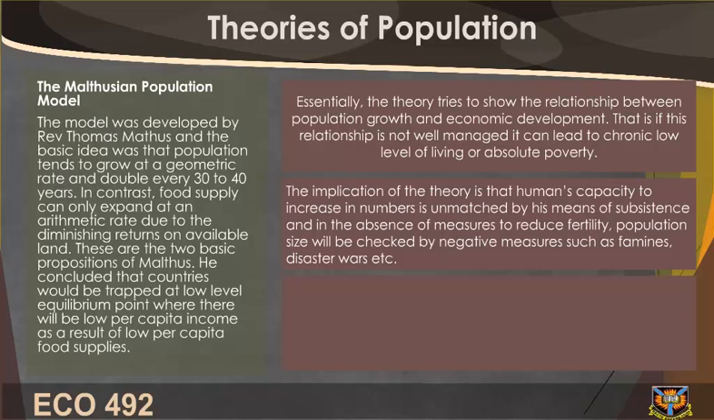That is, if this relationship is not well managed, it can lead to chronic low level of living or absolute poverty. The implication of the theory is that humans' capacity to increase in numbers is unmatched by his means of subsistence, and in the absence of measures to reduce fertility, population size will be checked by negative measures such as famines, disaster, wars, and so on.